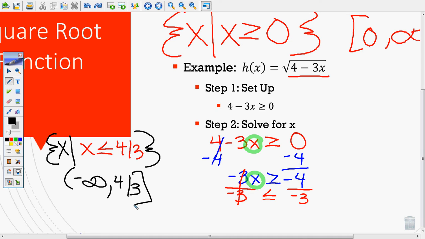It would be a negative because you have 2 negatives, and a negative divided by a negative is positive. All right?